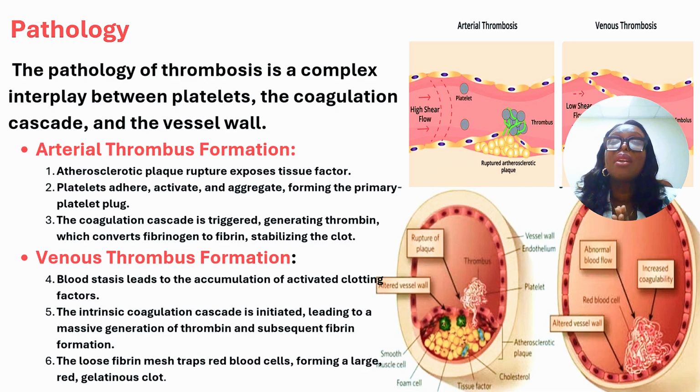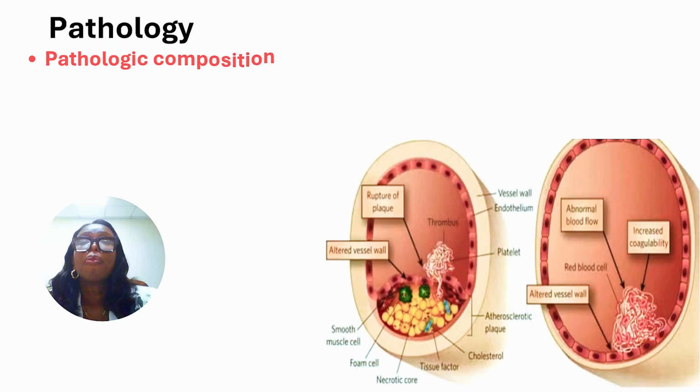The intrinsic coagulation cascade is initiated, leading to a massive generation of thrombin and subsequent fibrin formation. The loose fibrin mesh is what comes together, trapping red blood cells to form the red thrombus that is rich in erythrocytes and fibrin, but very low in platelets.